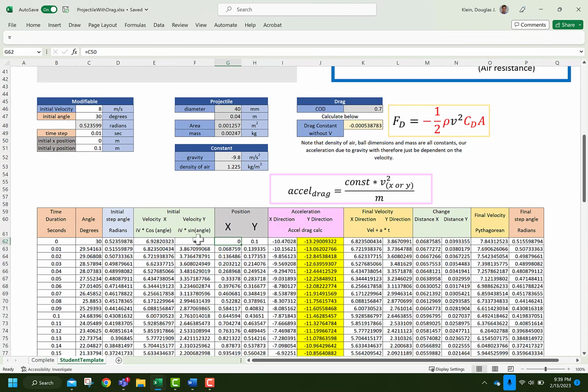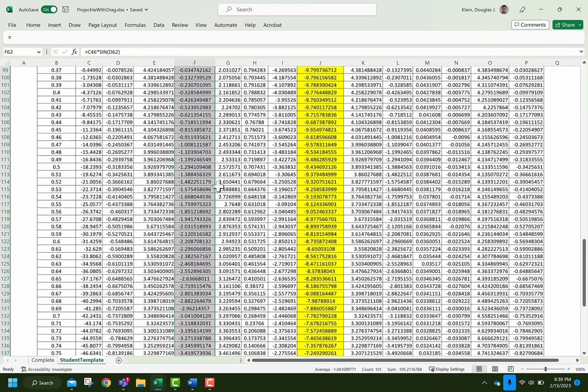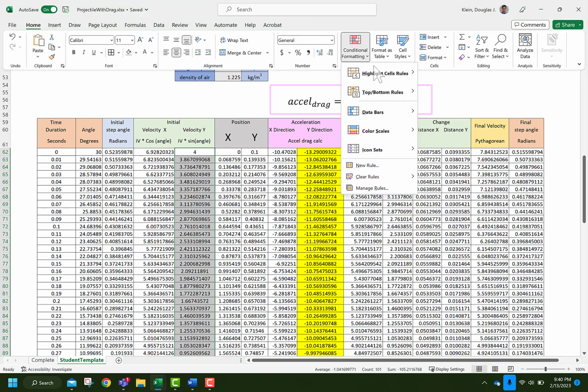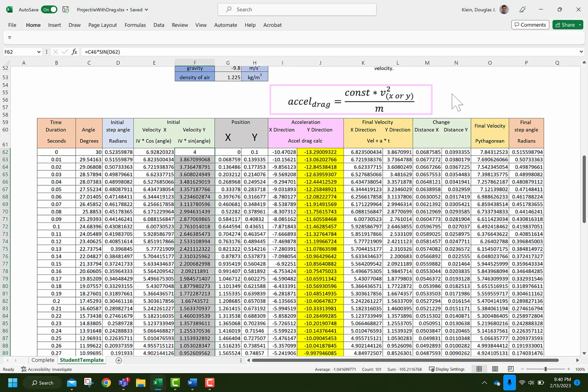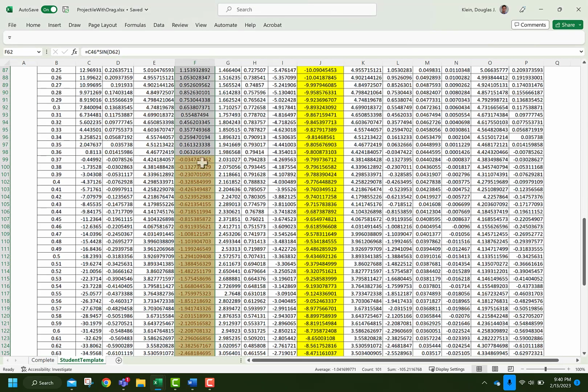With that in place, now I want to add some conditional formatting here for me. The first one is going to be on this row right here. That is the one that's referenced for this acceleration. And so I'm going to go to the home, conditional formatting, highlight cells rules, anything less than. I'm going to type in 0, and I just want to make that yellow just so I can see where that changes. And so I can see that between 0.36 and 0.37, that's the moment it starts going down.